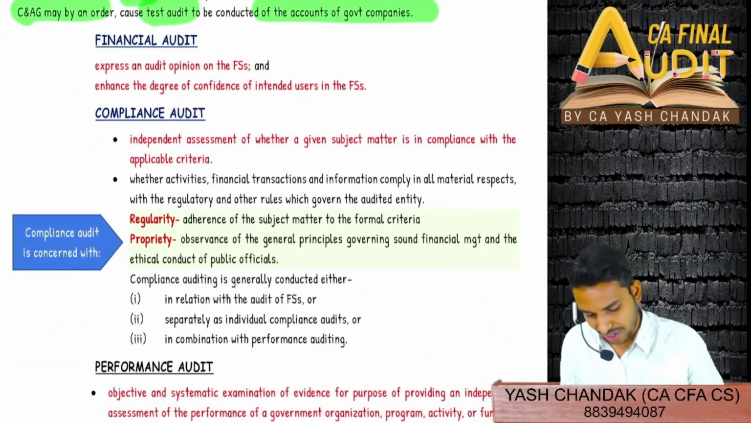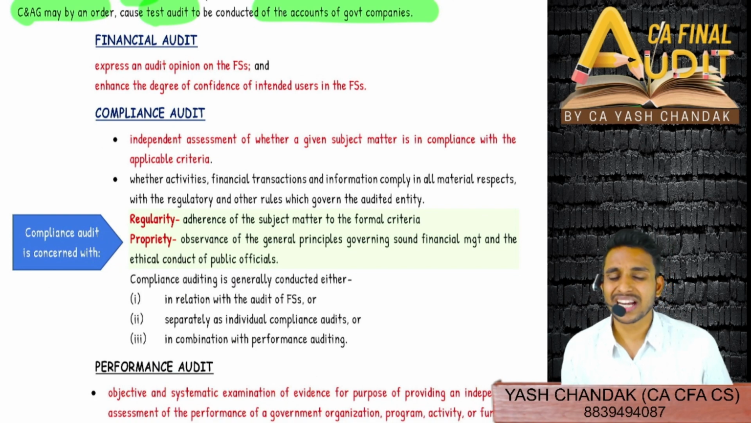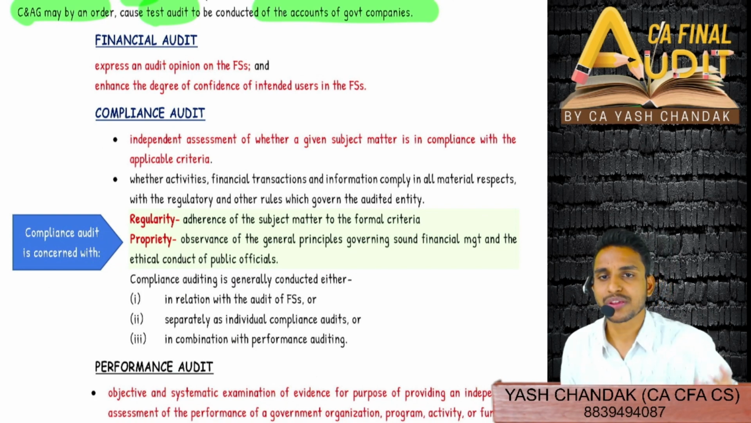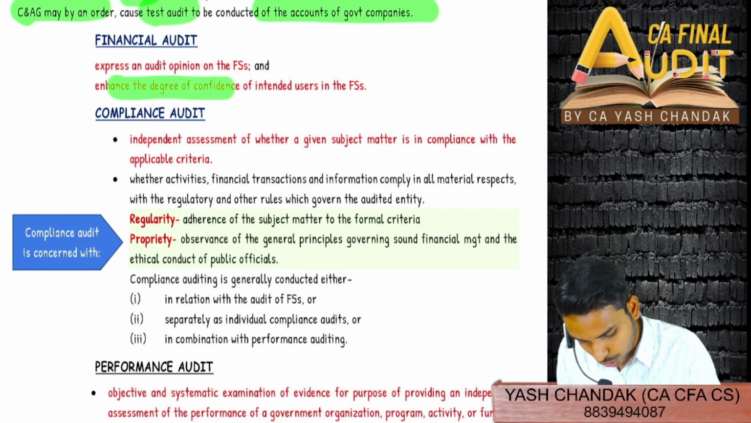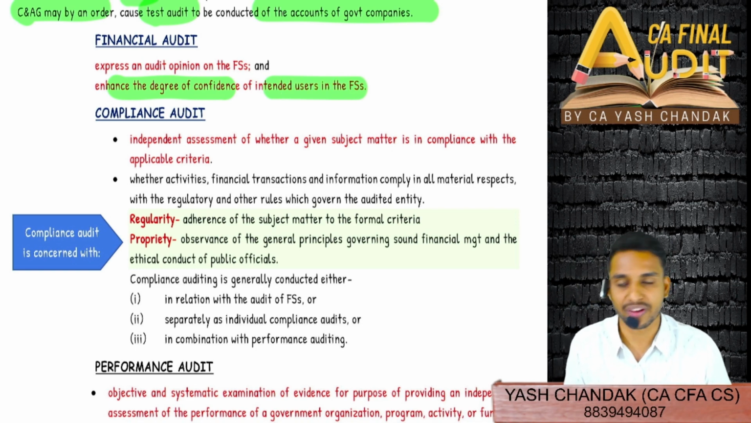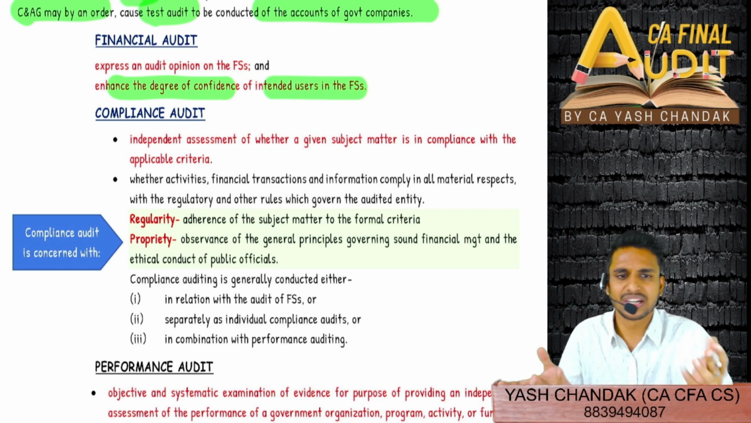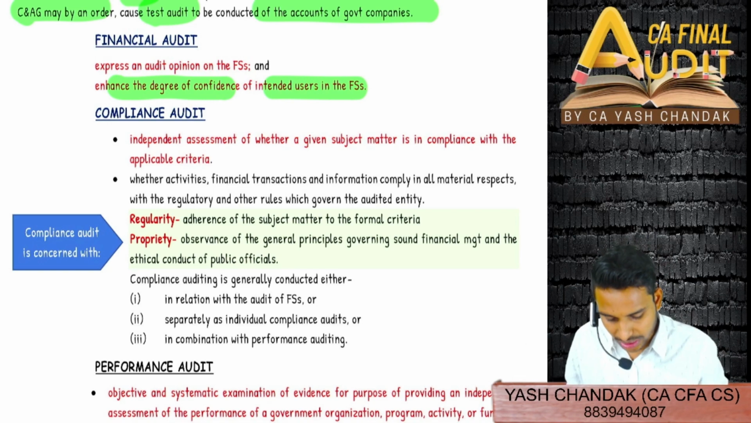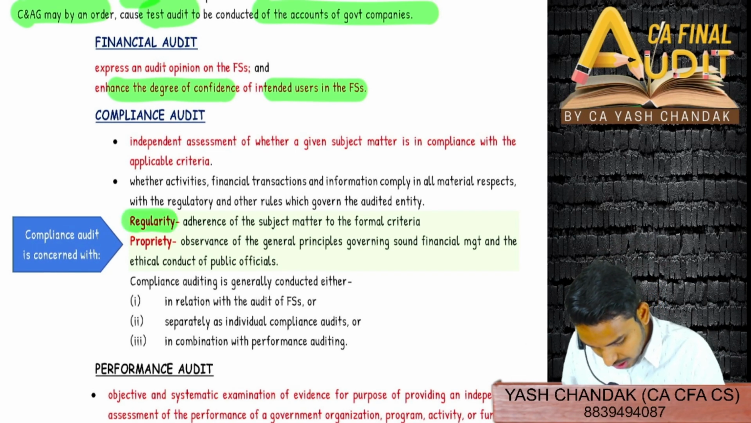Financial audit, let's come to the financial audit. It's just like a normal audit. What we do is express an audit opinion on the FS and enhance the degree of confidence of the intended users of the financial statement. So basically it's just the normal audit. Compliance audit, I told you it comprises two criteria. Compliance audit is concerned with regularity and propriety.